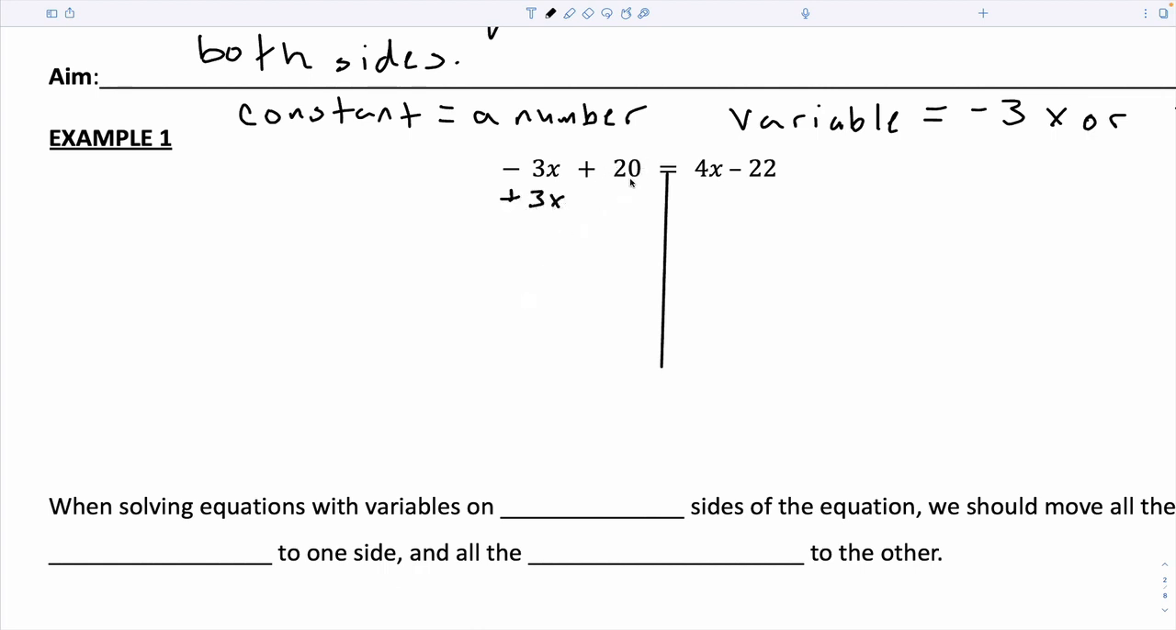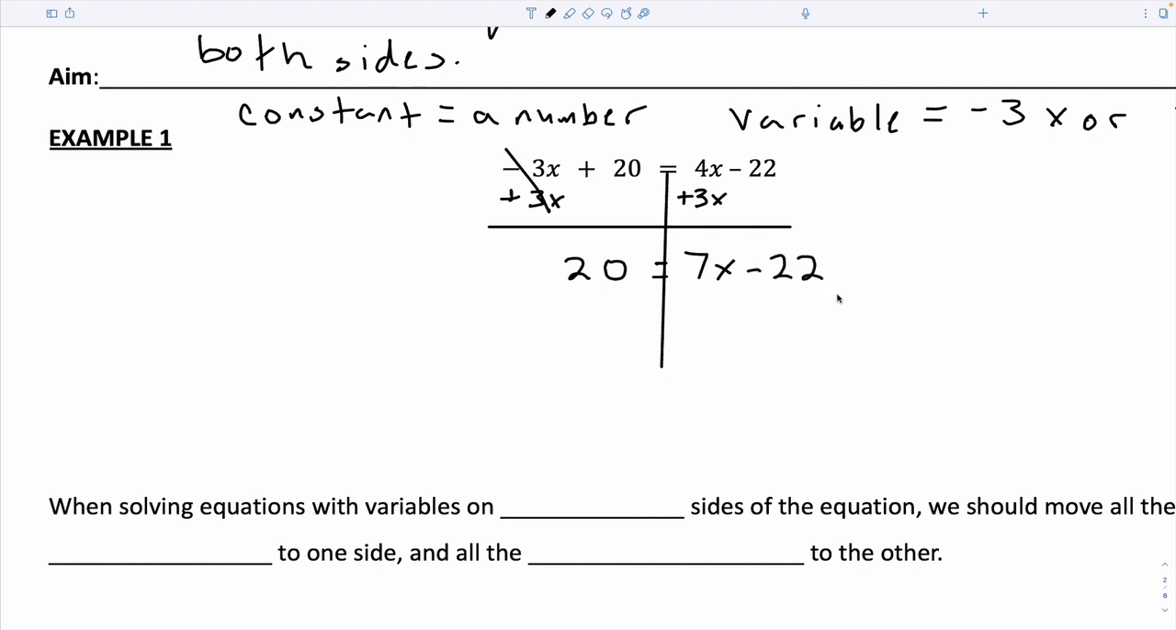And we're going to make this 20 really happy. Watch what happens. I'm going to move the 3x by adding 3x. Negative 3x and positive 3x cancel, and it makes a 20. 20 is now in constant land. He is really happy. He's by himself. There's no variable shouting at him. He is in peace. 4x groups up with 3x. They're like, yay, we have a friend. And the variable is now 7x.